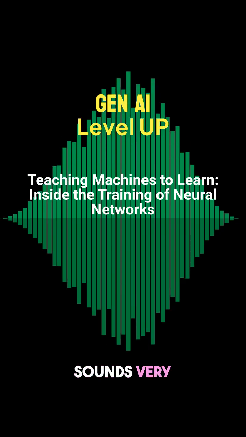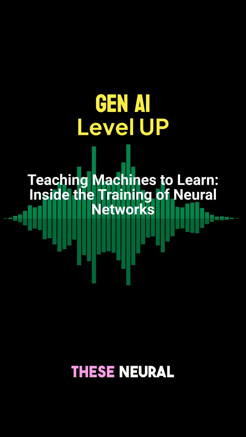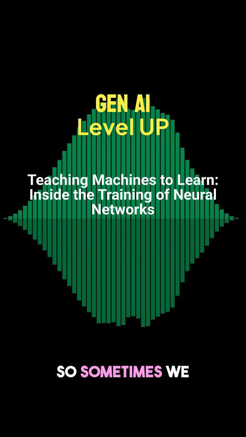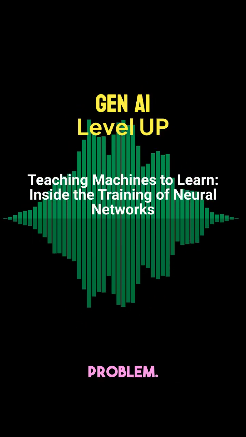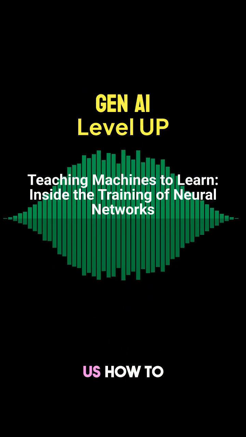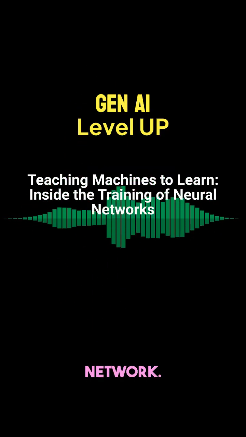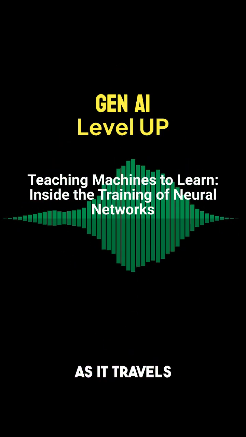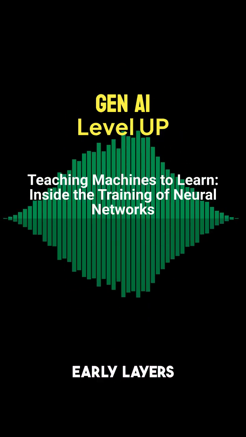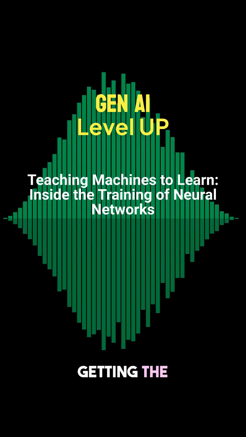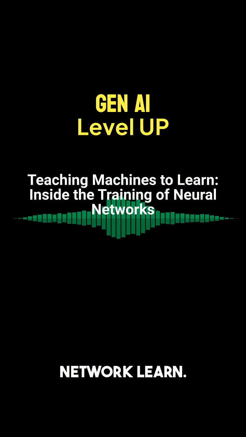So all this sounds very straightforward, but I've heard that there are actually some challenges in training these neural networks. What are some of those? Sometimes we run into things like the vanishing gradient problem. What is that? The gradients are basically telling us how to adjust the parameters, and sometimes they get really, really small as they propagate back through the network. So it's like a signal fading away as it travels a long distance. Exactly. That makes it harder for the network to learn, especially in those early layers that are far away from the output. They're not getting clear signals on how to adjust their weights to help the network learn. Wow.